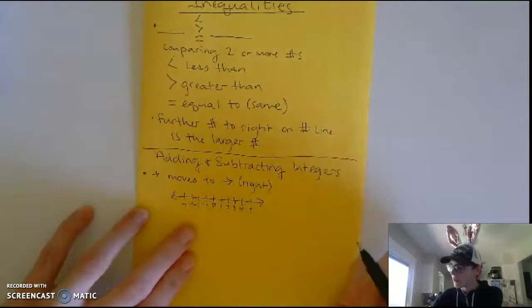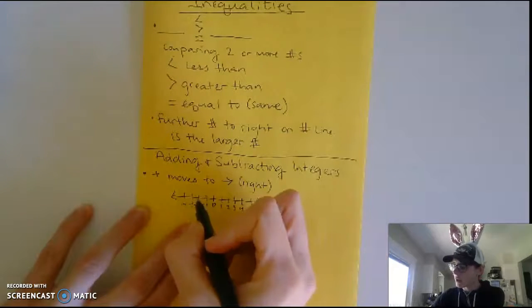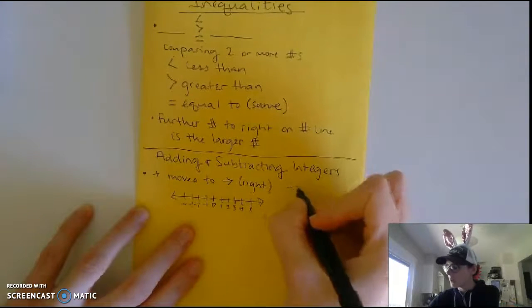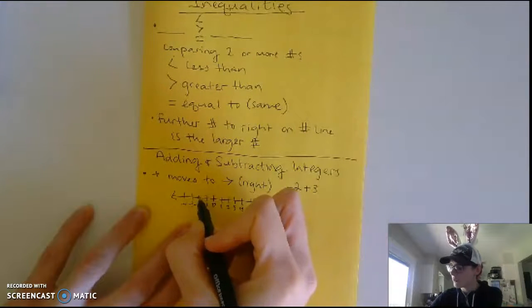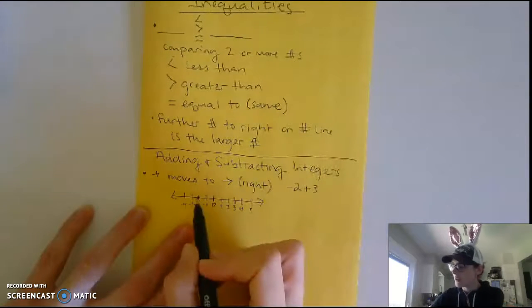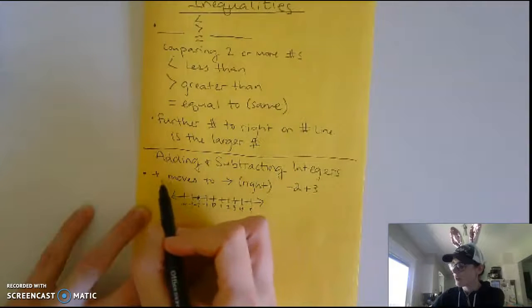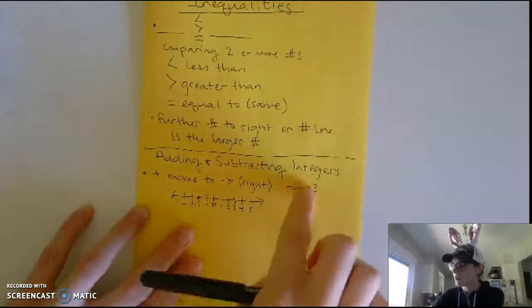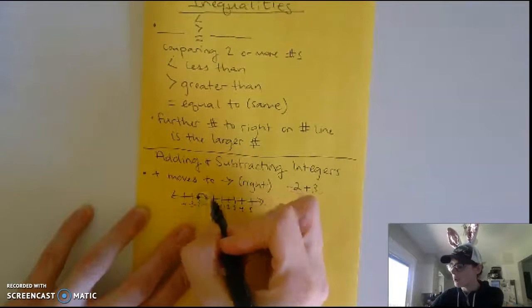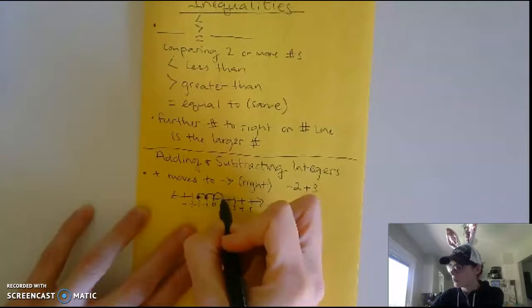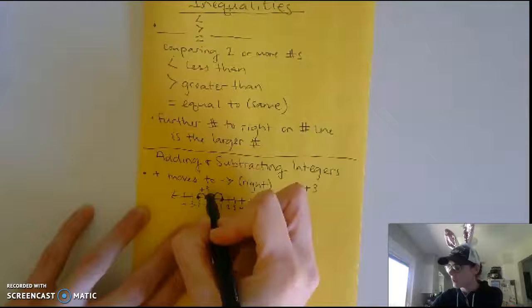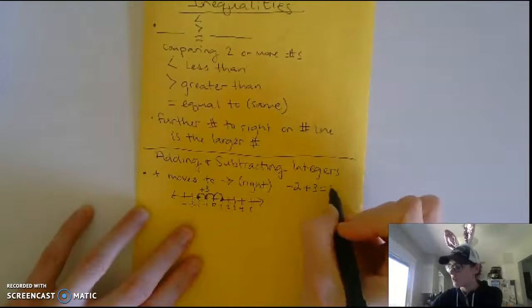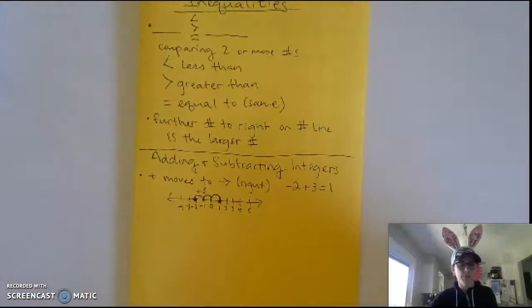Okay, so let's say I start at -2 and I add 3. So remember, adding means I have to move to the right. So I'm going to go 1, 2, 3. So I added 3, so that got me to +1. Okay, so that's how I'm going to add.